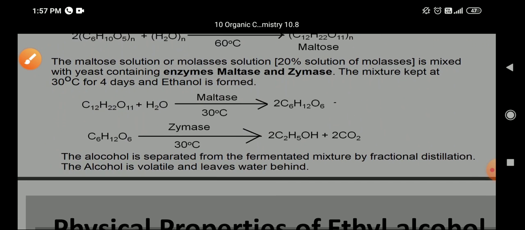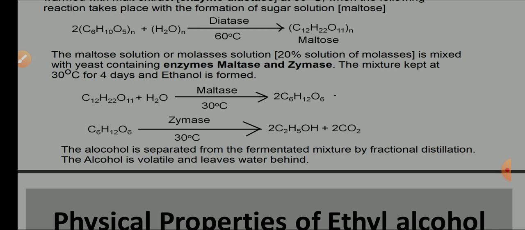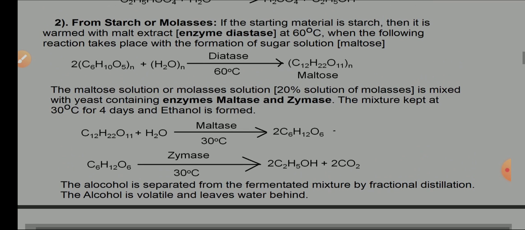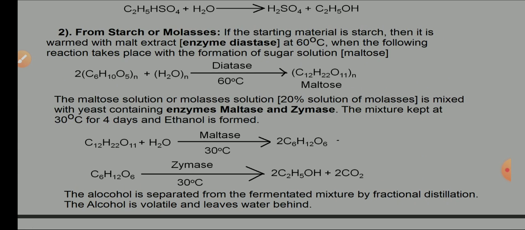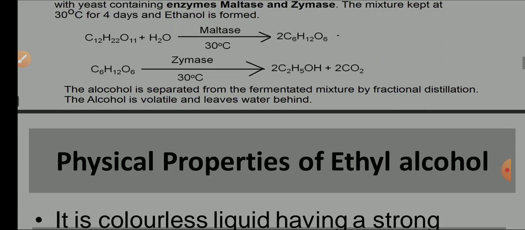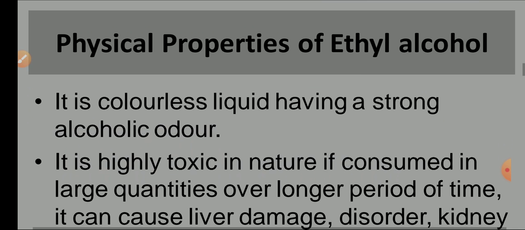The alcohol is separated from the fermented mixture by fractional distillation. Alcohol is volatile and leaves water behind. So this is how the alcohol is produced by the biological method, by using the enzymes diastase, maltase and zymase at the various steps. Okay, let us go to the physical properties of ethyl alcohol.